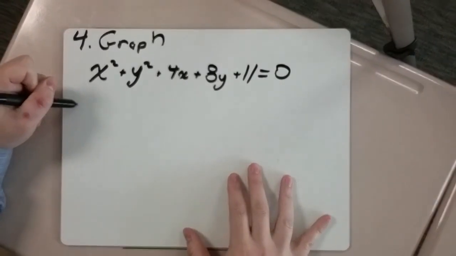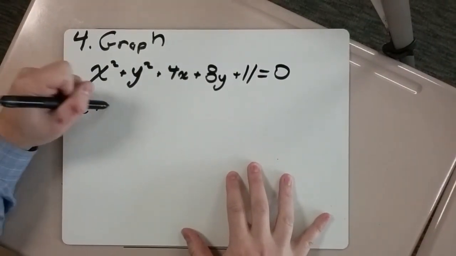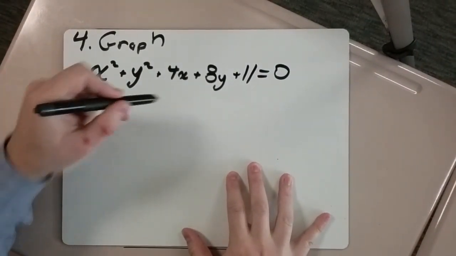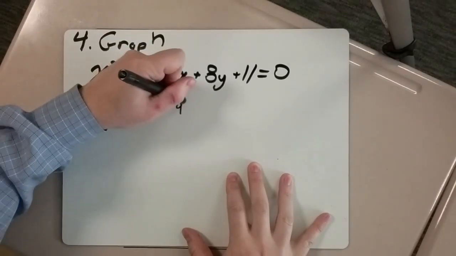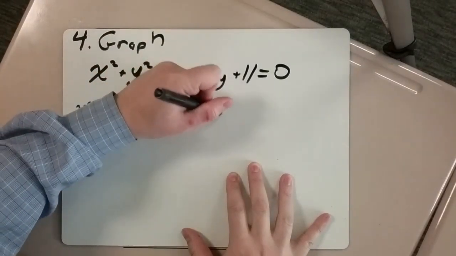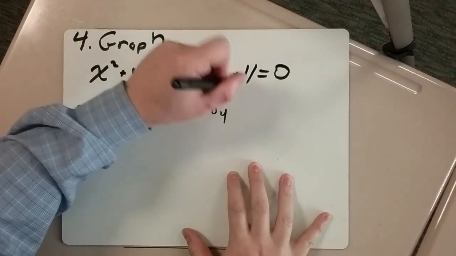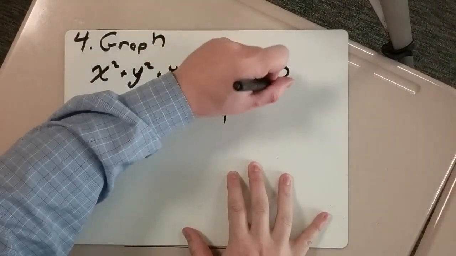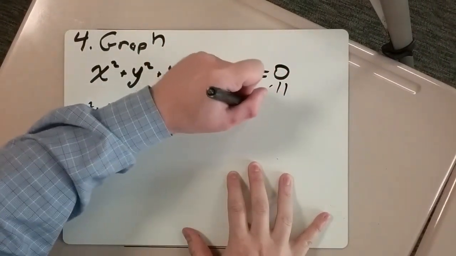First I have to put these in order. 4x, put the x's with the x's and the y's with the y's. I like to leave a space between them. Also, I'm going to subtract this negative 11 and bring it to the other side.